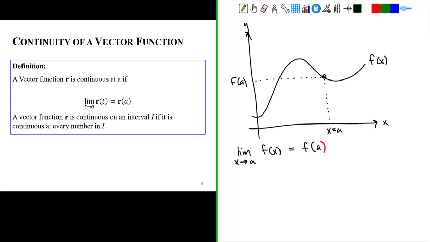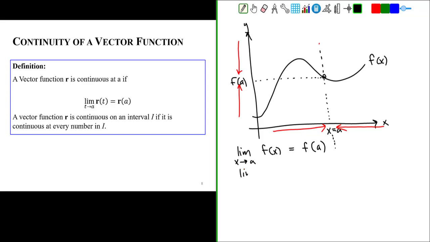Now, how we arrived at that is by approaching x equals a from both sides. For example, this limit exists if when we approach the point x equals a from the left, notice our function approaches the value of the function evaluated at a. And if we approach x equals a from the right, notice that we approach the same value of our function evaluated at x equals a.